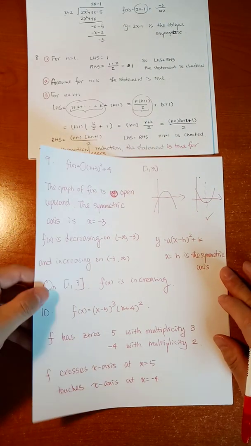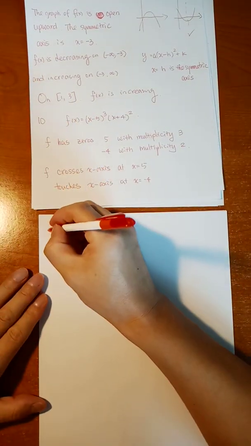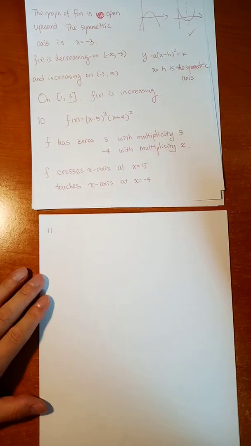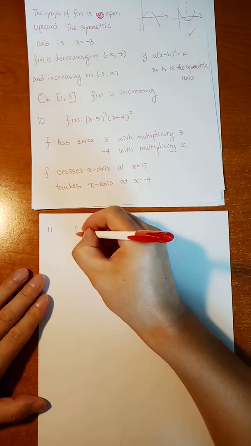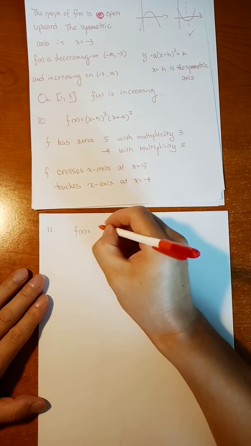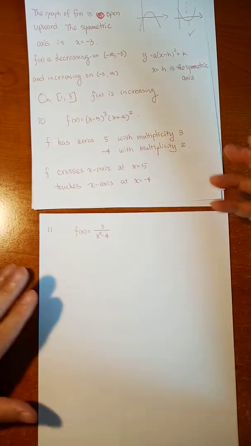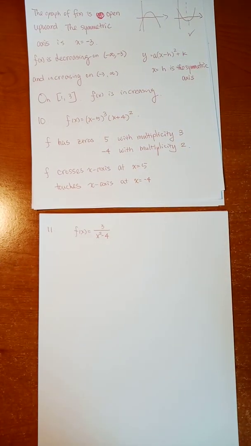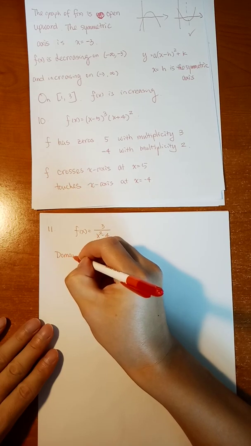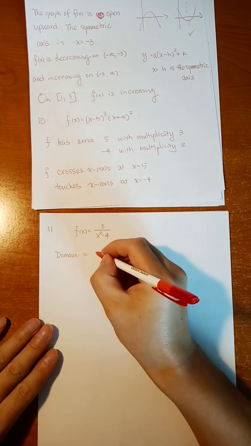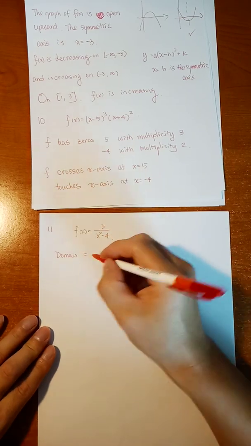Okay, now let's talk about problem 11. We're going to sketch the graph of the function f(x) equal to 3 over x squared minus 4. So you're going to have several steps. First the domain. The domain is everything except plus minus 2, right? Plus minus 2 will make the denominator equal to 0.